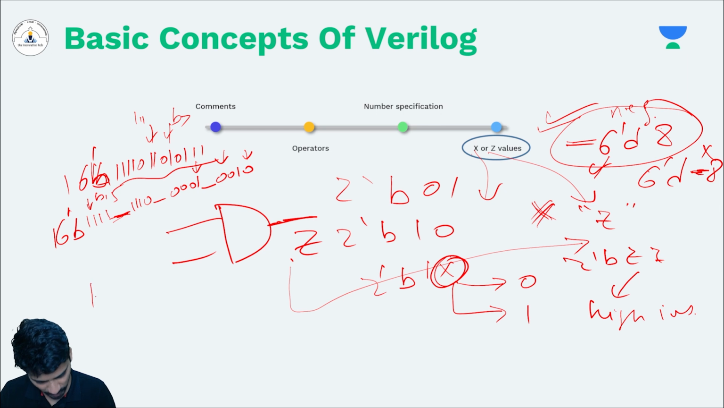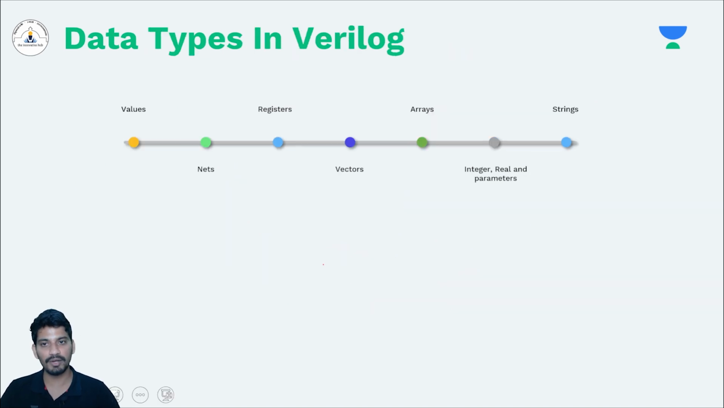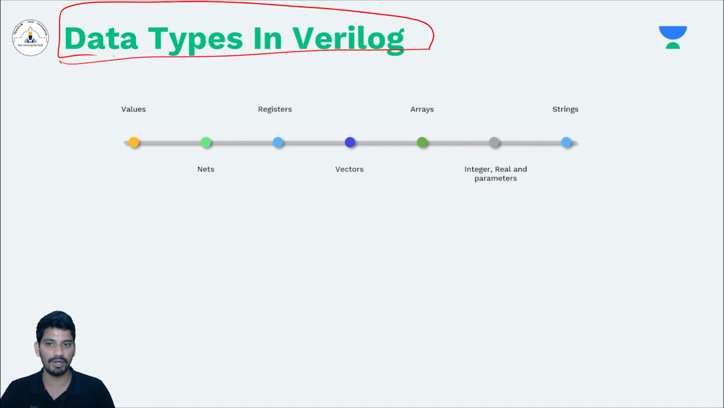And you can even define strings directly in Verilog like this. This is a string and all. Okay. So once we are familiar with operators and numbers, we'll go to what are the different data types that are available in Verilog.